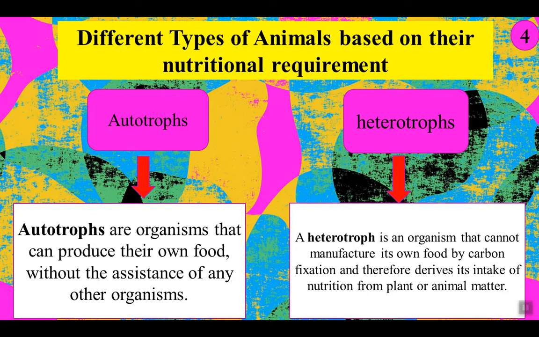Different types of animals based on their nutritional requirements. There are two broad categories of organisms called autotrophs and heterotrophs.